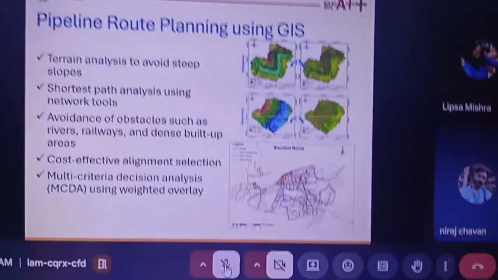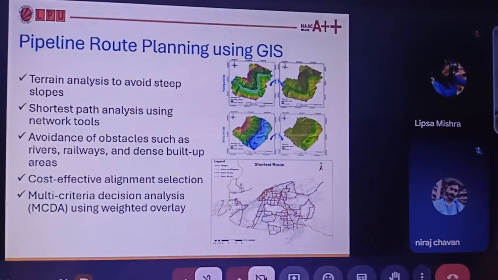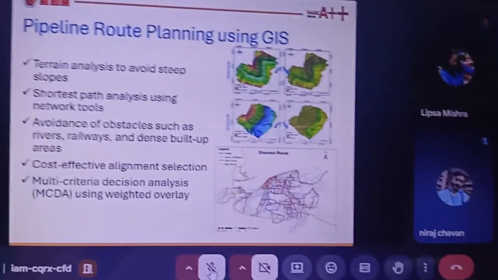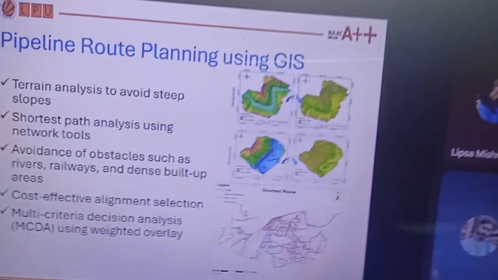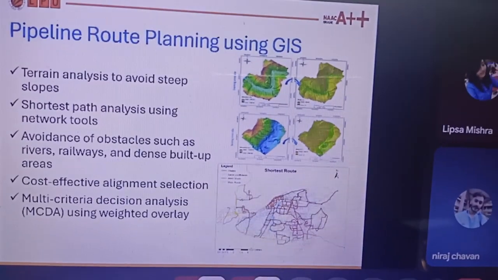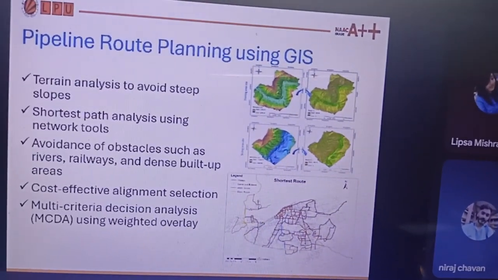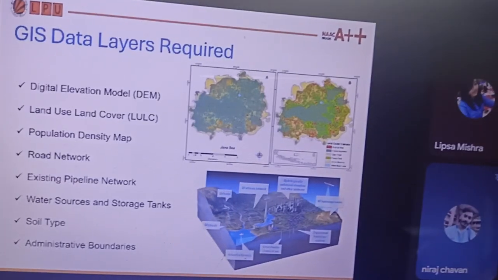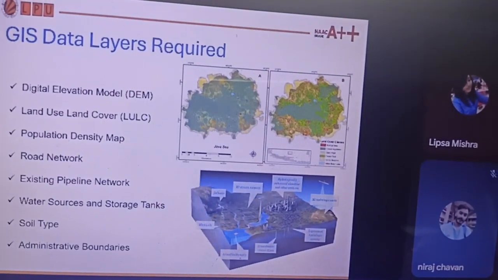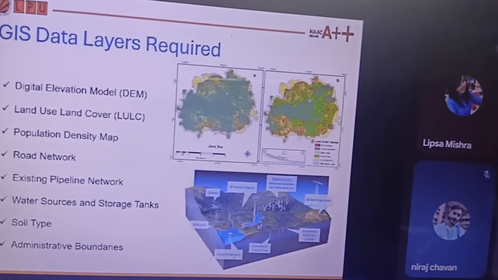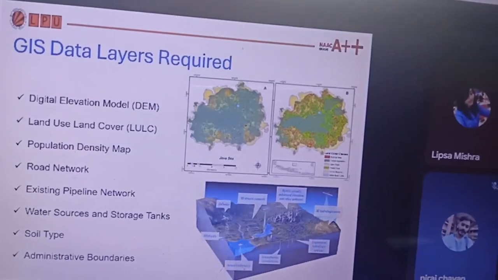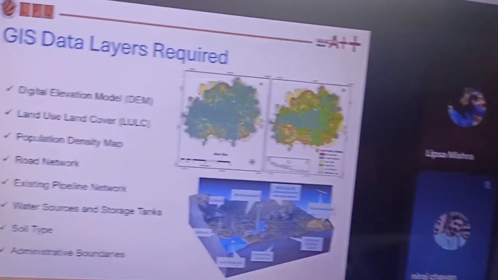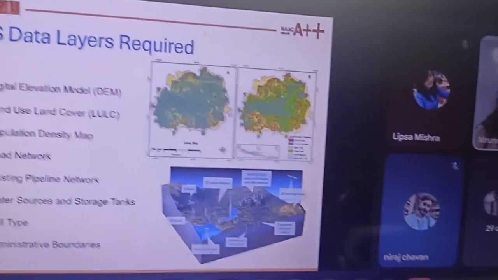At the end of the day, we will have our multi-criteria decision analysis. It means you have collected a lot of parameters, now you are ready to integrate them, and you will do it through weighted overlay. Weighted overlay means, like I've said, you have this data: population, land use, land cover, pipeline, soil type. Now you will decide which layer is more important to you, and that data's weightage will be high. So those will be at the top.